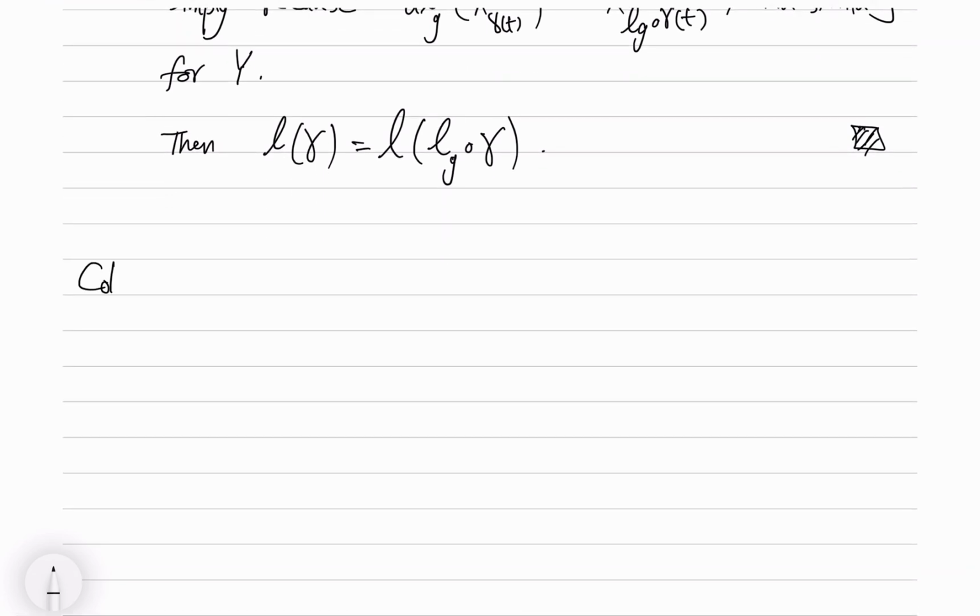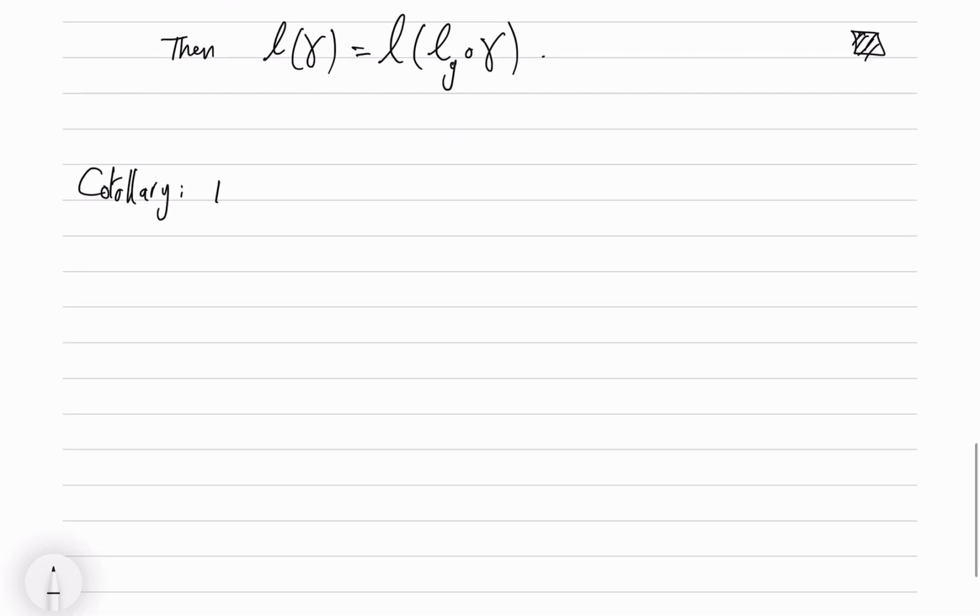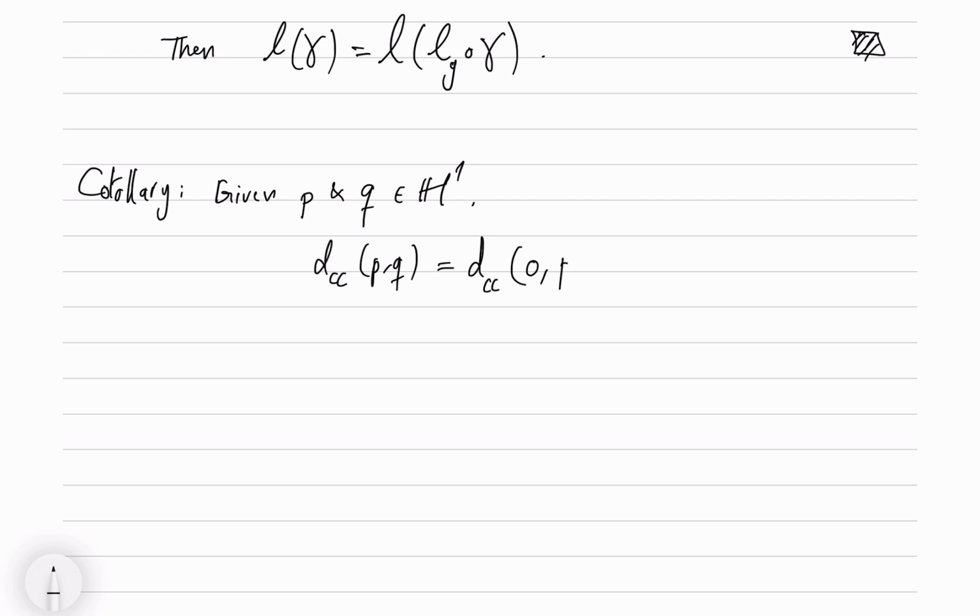So a corollary of that will be that, given P and Q in the Heisenberg group H1, the Carnot-Caratheodory distance of P from Q is exactly the same as the Carnot-Caratheodory distance of 0 from P inverse Q. And the proof will be, well, by definition, dCC is the infimum of the length of horizontal curves.